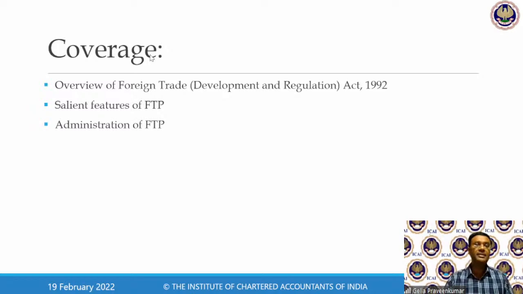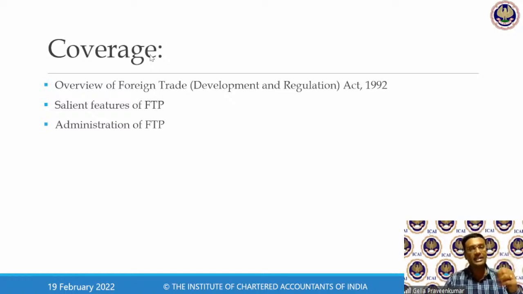Now, administration of this foreign trade policy. My foreign trade policy, which was enacted by the Ministry of Commerce and Industry, is regulated by an entity called DGFT. Who is DGFT? Director General of Foreign Trade. There is a separate act for enacting DGFT, which is the sublimation of your Ministry of Commerce. This particular entity takes care of framing the policies and making the various amendments.